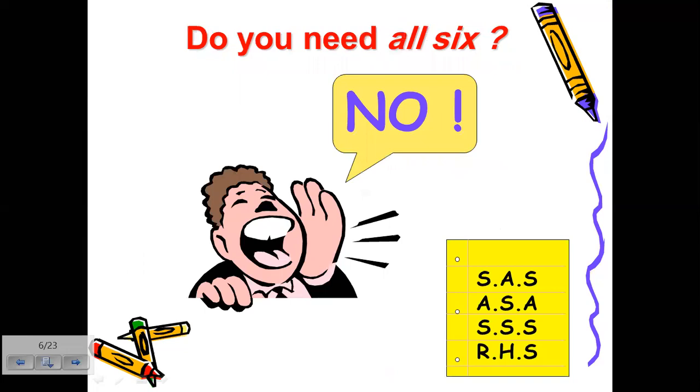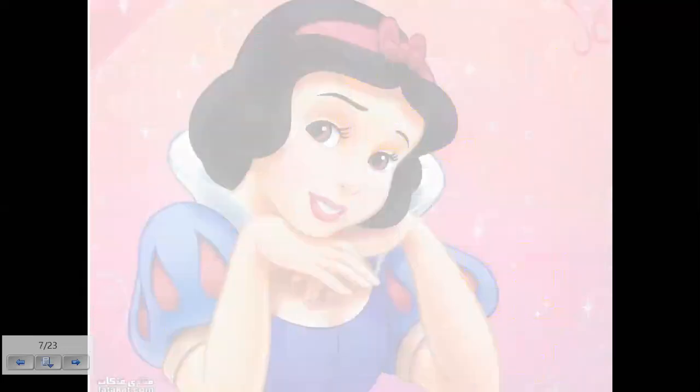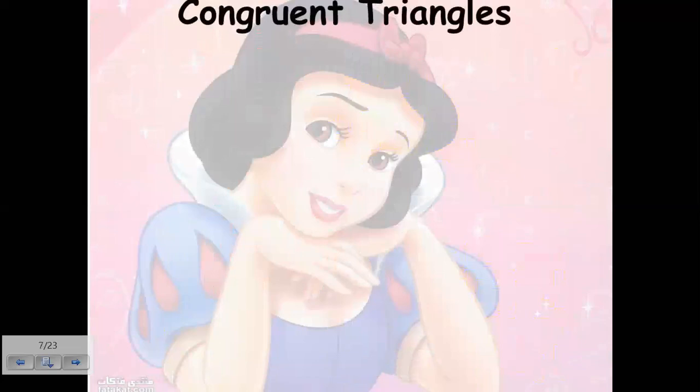Do you need all 6 elements of a triangle? No, I need 3 elements only. First case, side, angle, side, or second case, angle, side, angle, or side, side, side, or RHS, right angle, hypotenuse, side. The first case of congruent triangles.